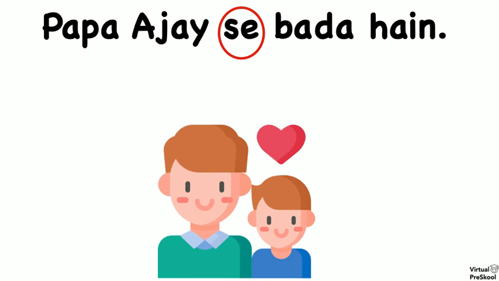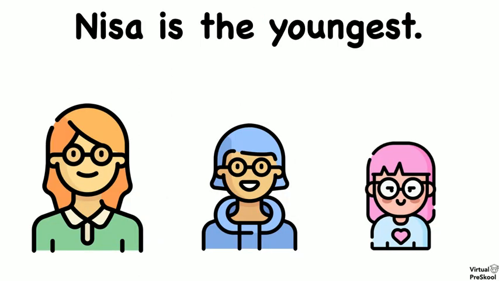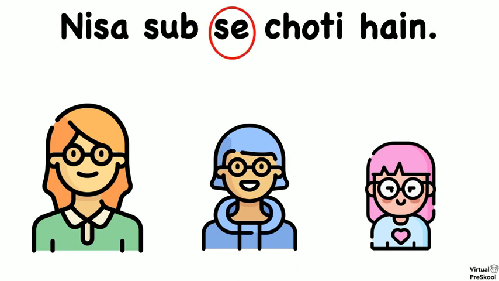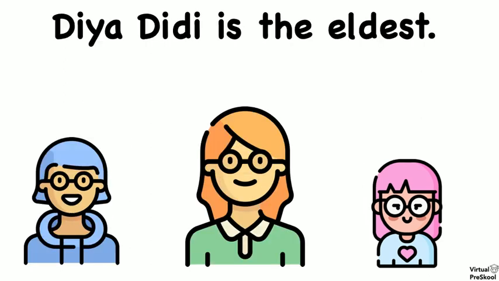Or if you wanted to show more respect to Papa, you could say Papa Ajay se bade hain. So there's bada and bade. Do you hear the difference? That's another inflection. Nisa is the youngest. Nisa sab se choti hai. Sab means out of everyone or everyone.